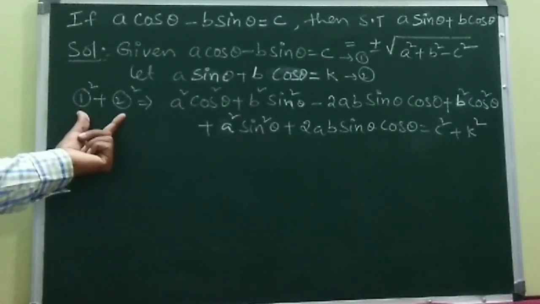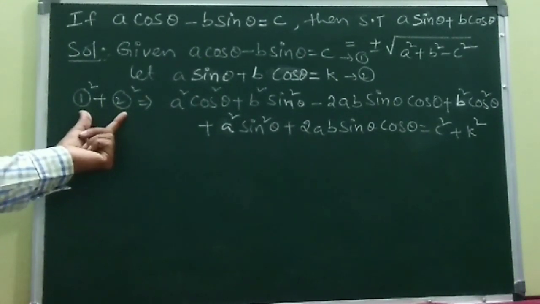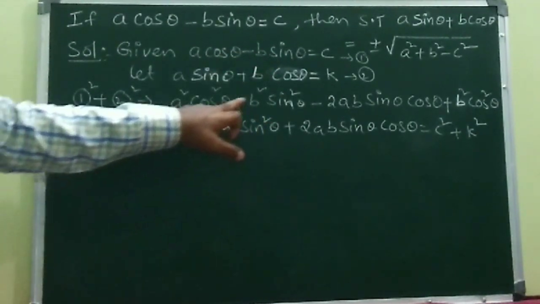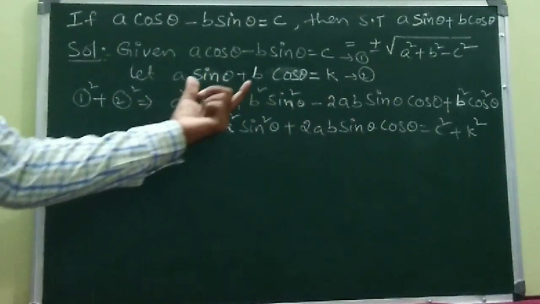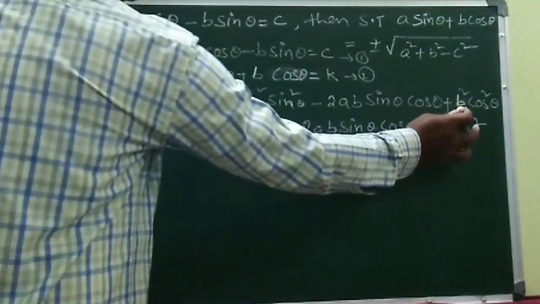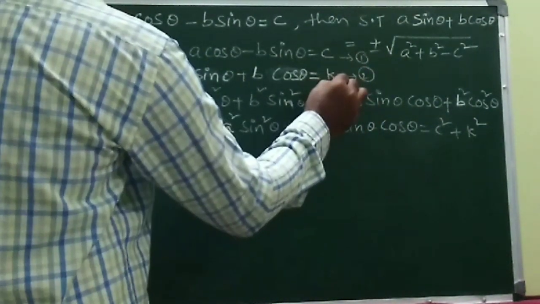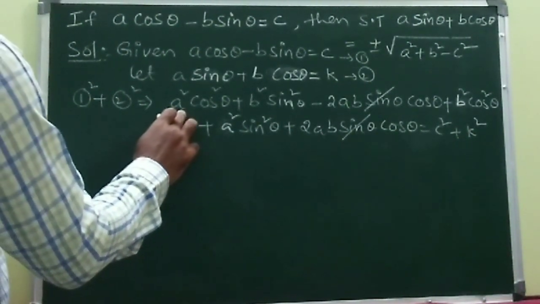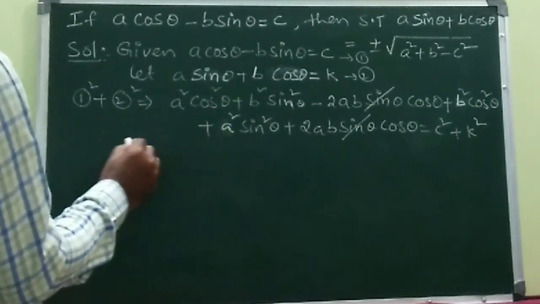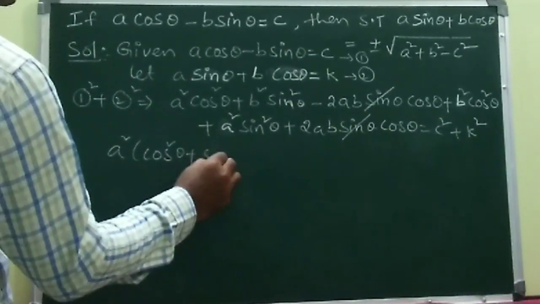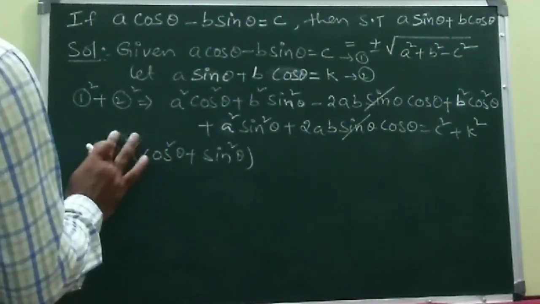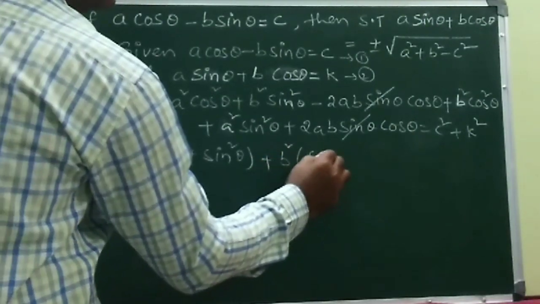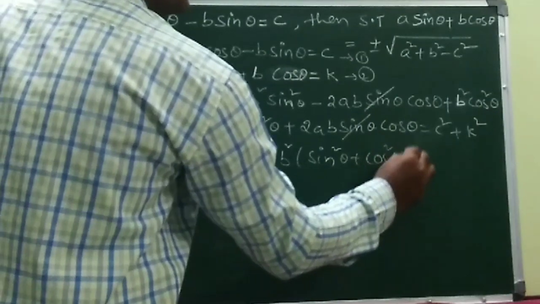Now square both of them and then add. Squaring a cos theta minus b sin theta gives a square cos square theta plus b square sin square theta minus 2ab sin theta cos theta, and a sin theta plus b cos theta whole square gives a square sin square theta plus b square cos square theta plus 2ab sin theta cos theta, which equals c square plus k square on the RHS. The minus 2ab sin theta cos theta and plus 2ab sin theta cos theta terms cancel. Taking a square common, we get cos square theta plus sin square theta, and taking b square common, sin square theta plus cos square theta.